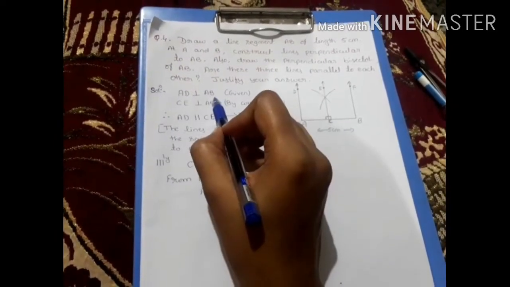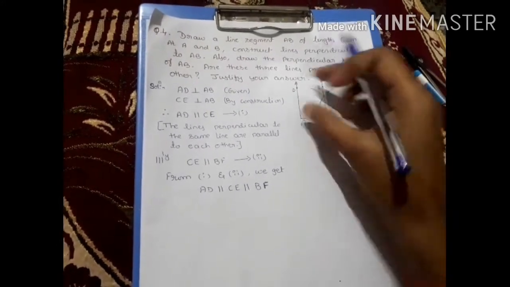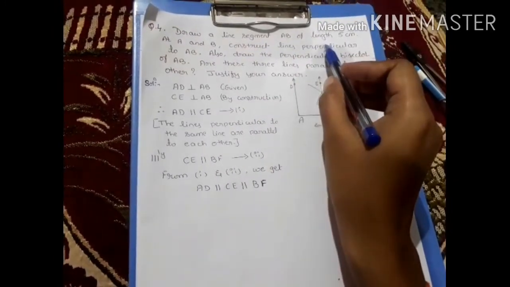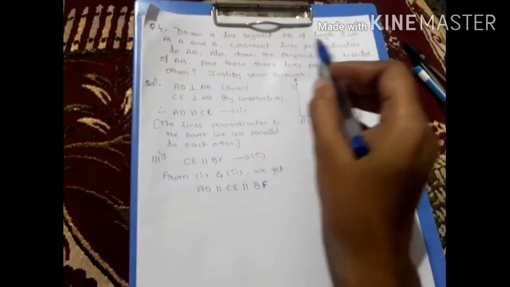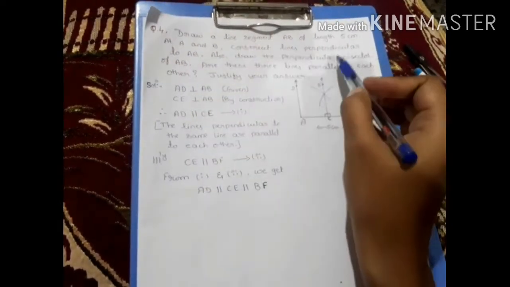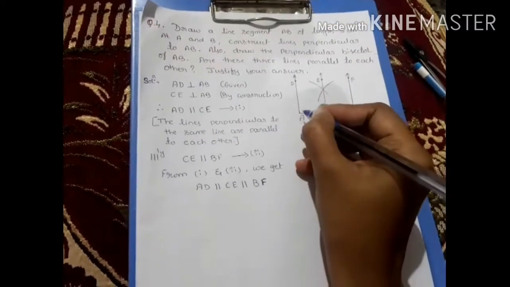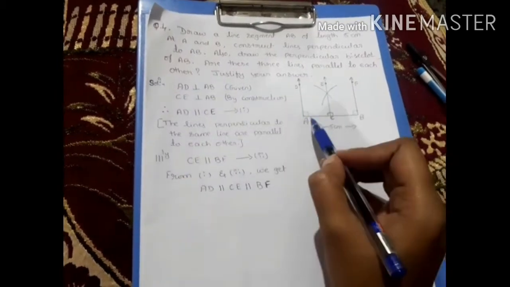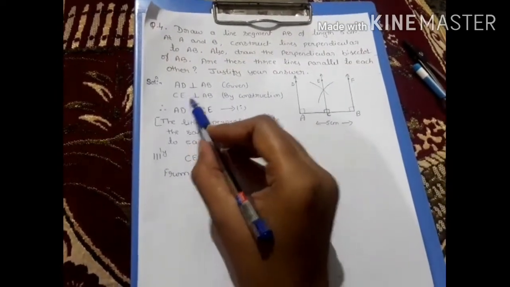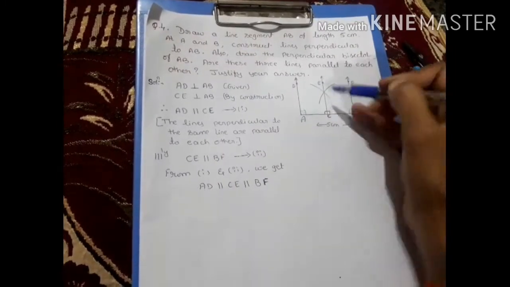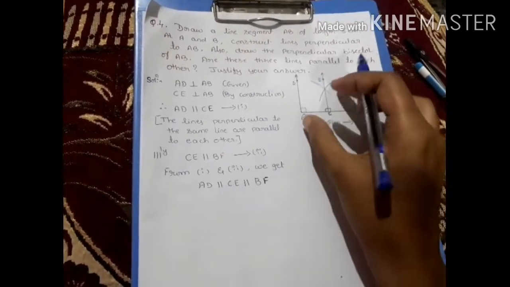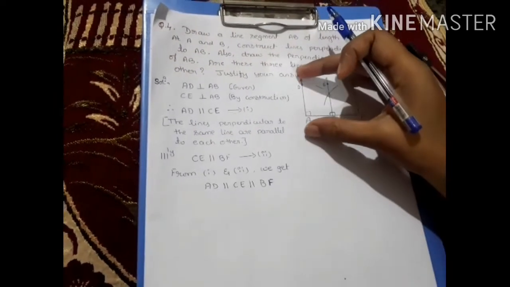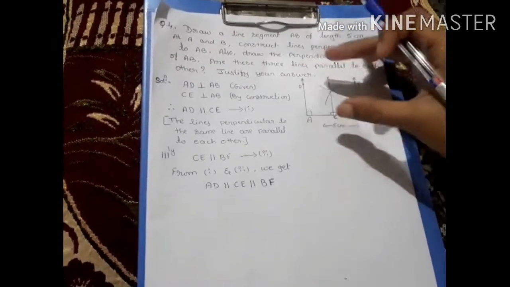AD is perpendicular to AB because it is given that AB is a line segment of 5 cm, and at A and B you have to construct lines perpendicular to AB, nothing but perpendicular to AB, forming 90 degrees. AD is perpendicular to AB. CE is perpendicular to AB. By construction we did here. By construction this is given. Therefore, we can say that AD is parallel to CE.